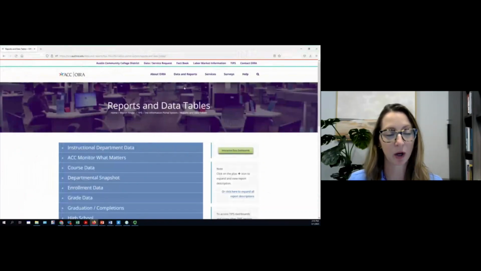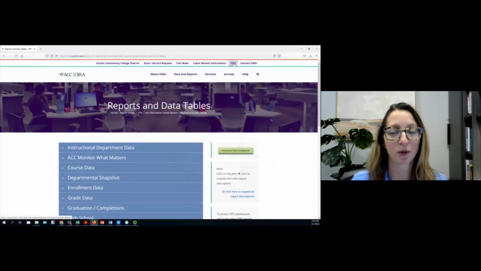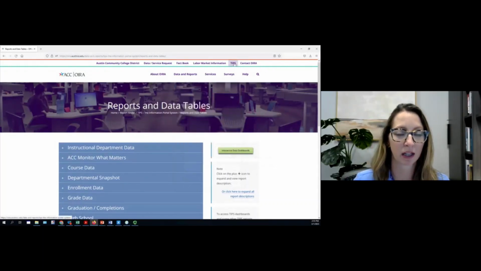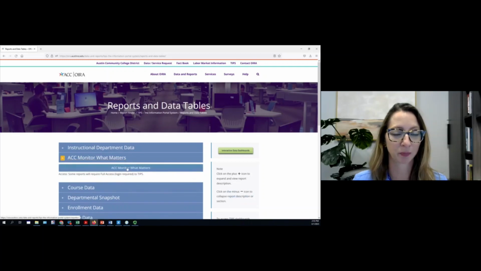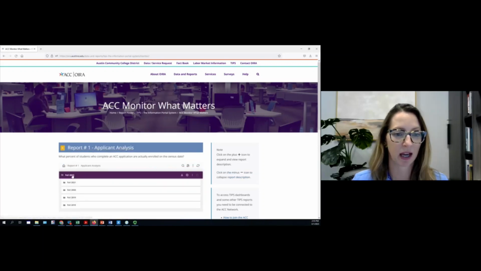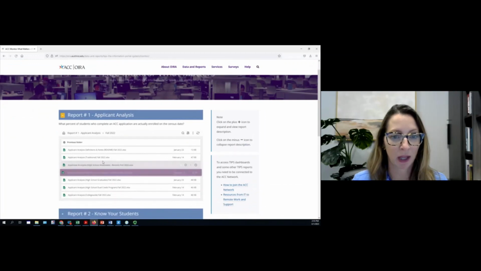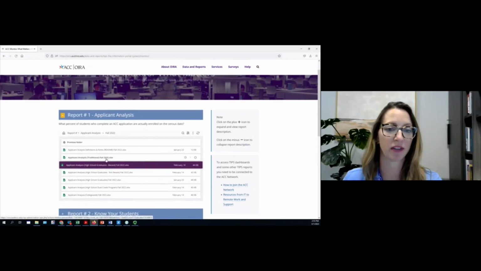Let me quickly show you what these reports can look like. You can actually find them on TIPS. So if you are a TIPS user, and I hope you are all TIPS users, you can go to the OIRA website, click on TIPS, and go into our reports and data table section. And under this tab right here, ACC Monitor What Matters, you can actually take a look at these reports called the Applicant Analysis. The latest fall 2022 data is available, and you could take a look at any one of these by subgroup.